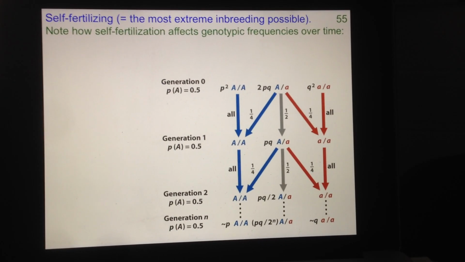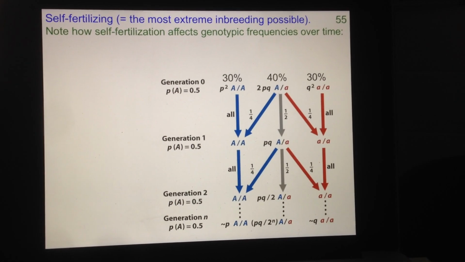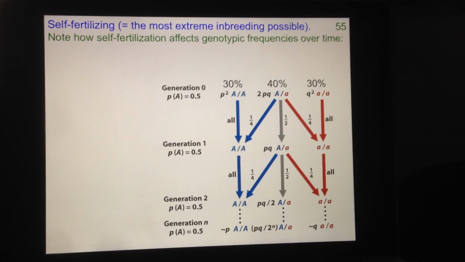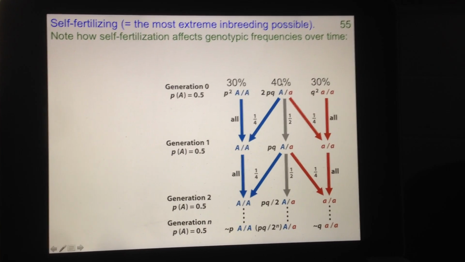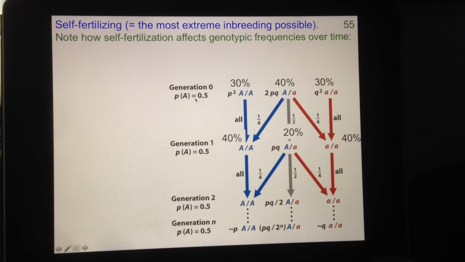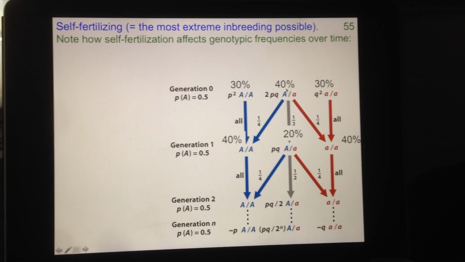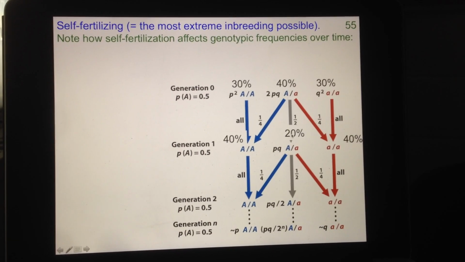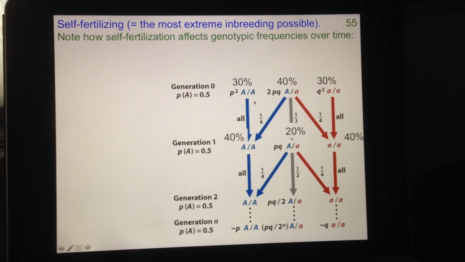So we can look at how self-fertilization affects genotypic frequencies over time. Let's say that we start off with a population with 30% homozygous dominant, 30% homozygous recessive, and 40% heterozygotes in the middle. After one generation, you'll notice that the p-value stays the same, 0.5 to 0.5, but the population has changed. The number of heterozygotes got cut in half, and of that 20% that was lost, 10% went to one side and 10% went to the other. So it went from 30 to 40, 30 to 40.